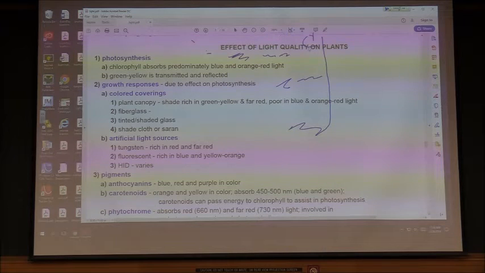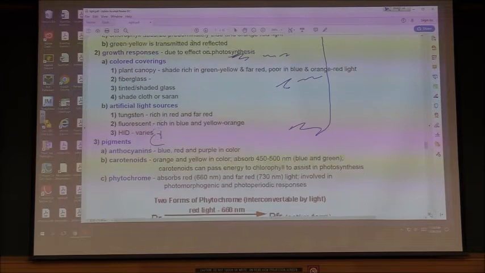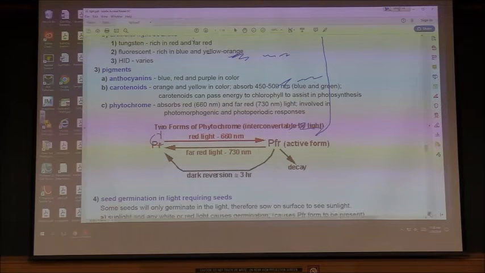Quality means color. Look, I'm moving that around. Hey, that'll be my pointer. Effective light on photosynthesis. We know this. Chlorophyll absorbs red and blue, so plants grow best in red and blue. Chlorophyll doesn't absorb green and yellow. It's transmitted or reflected. Because of that, plants grow differently under colored coverings and under different artificial lights. We've talked about that, right? That was in the photosynthesis lectures.